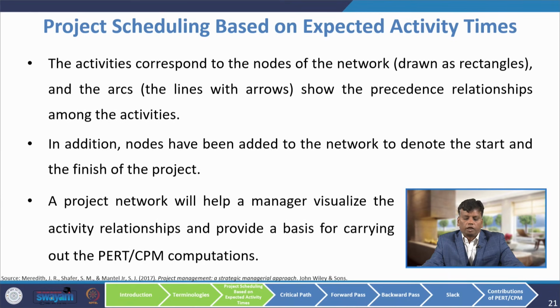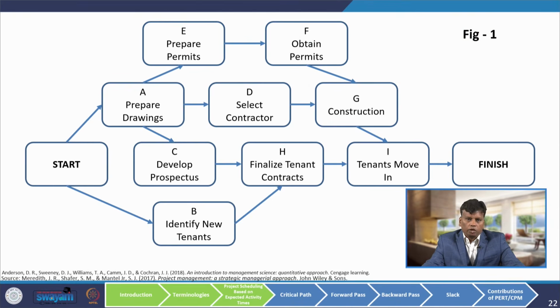The activities correspond to the nodes of the network drawn; we have drawn rectangles here, and the arcs, the lines with arrows, show the precedence relationships among the activities. In addition, nodes have been added to the network to denote the start and finish of the project. We have to add two nodes, one is a start, another one is a finish. A project network will help a manager visualize the activity relationships and provide a basis for carrying out PERT CPM computations. Previously the activities were given in the table.